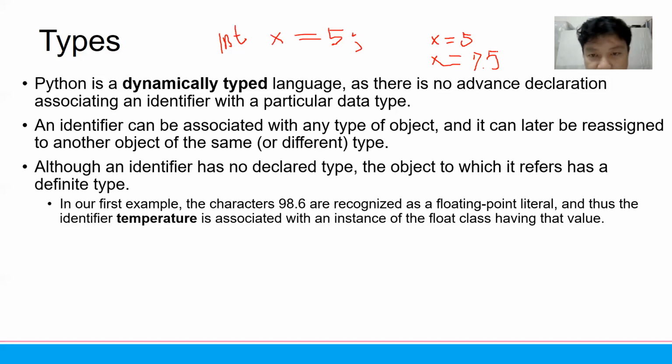Although an identifier has no declared type, the object to which it refers has a definite type. So Python can understand easily what kind of value you assign. If it is a number like 98.6, Python understands it is a float. If you assign an integer, Python understands it is an integer. If you assign a string, Python understands that it is a string.